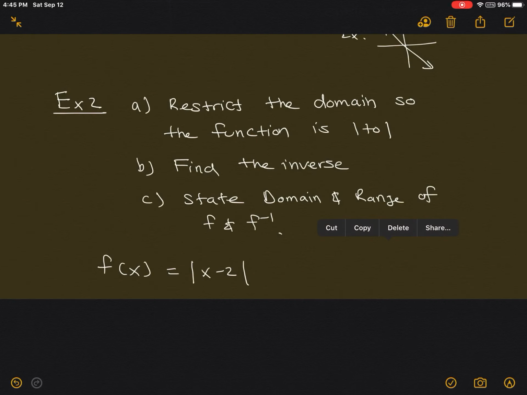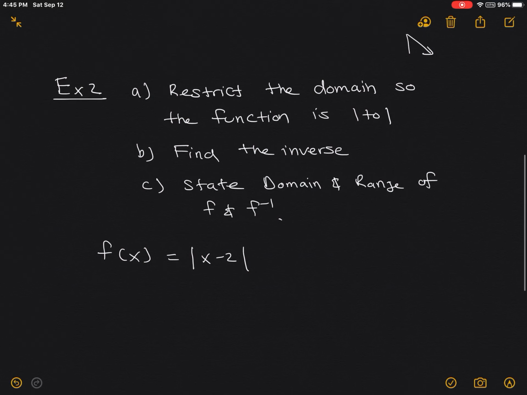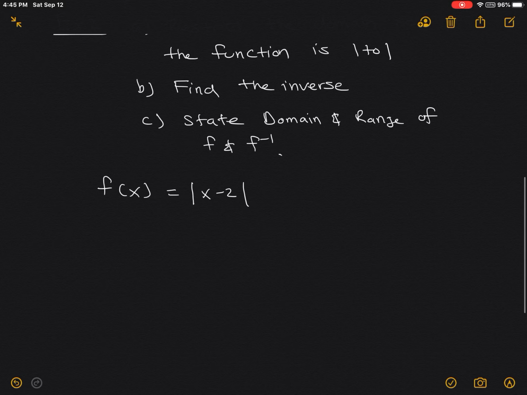Okay, so let's take a look at example 2. It says restrict the domain so the function is one-to-one, find the inverse, and state the domain and range of f and f inverse. Right now, if I ask you to just plot this for me, you should be able to have a rough idea how to sketch it without drawing a ton of tick marks. This is your absolute value function shifted 2 units to the right, a V-shaped graph.